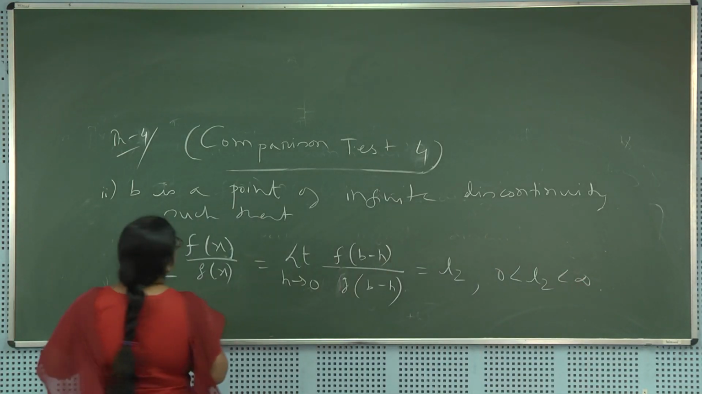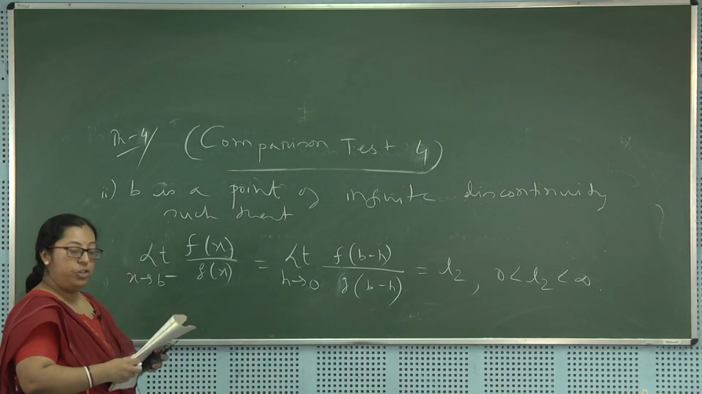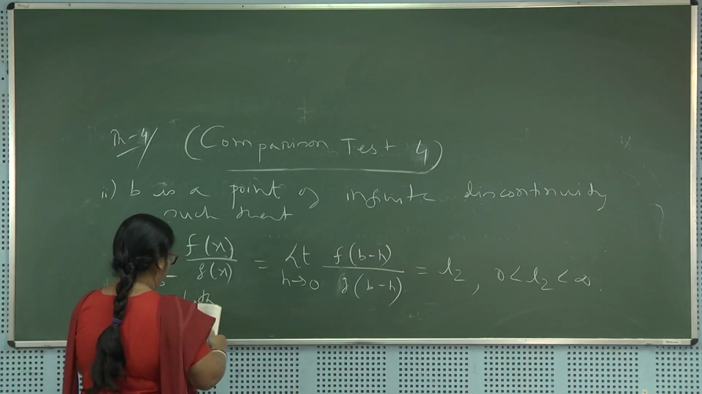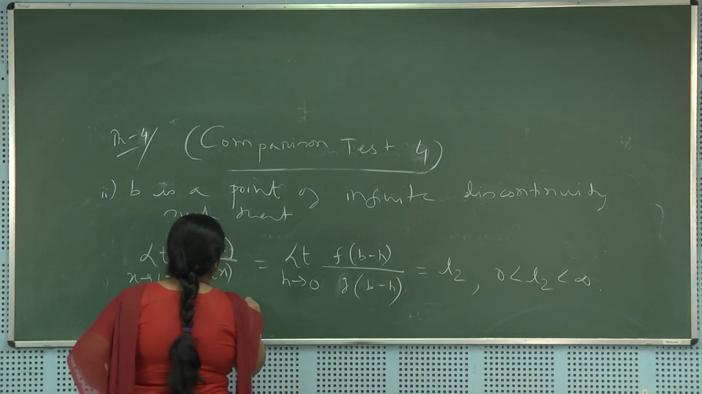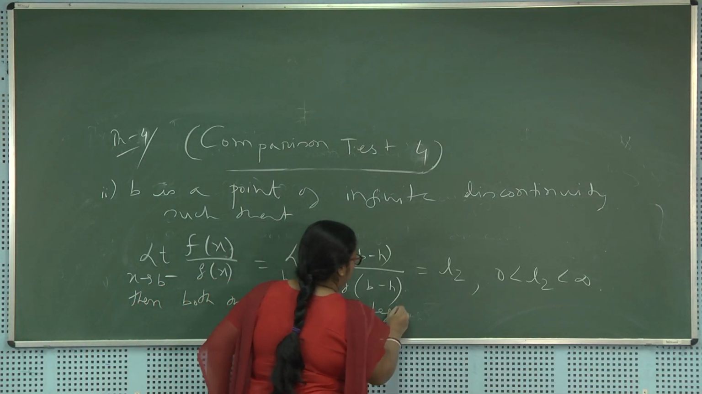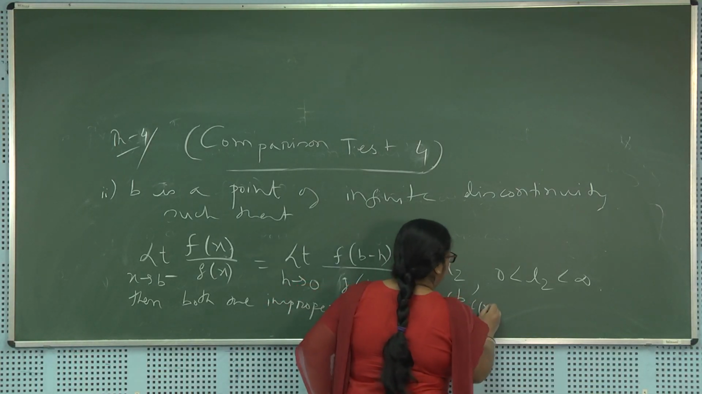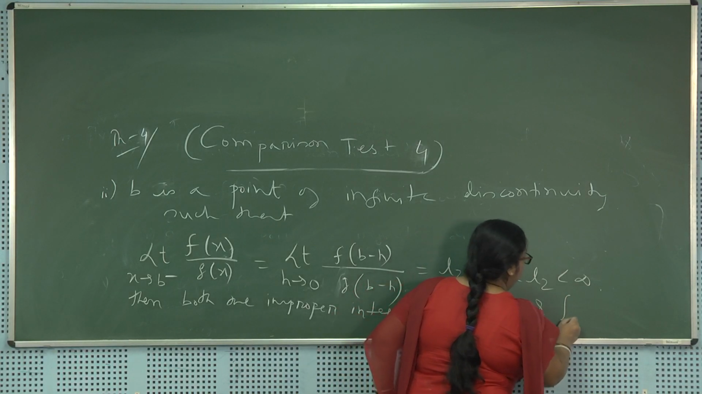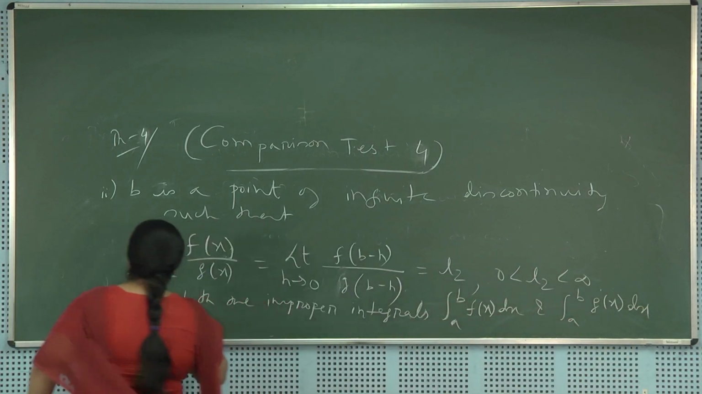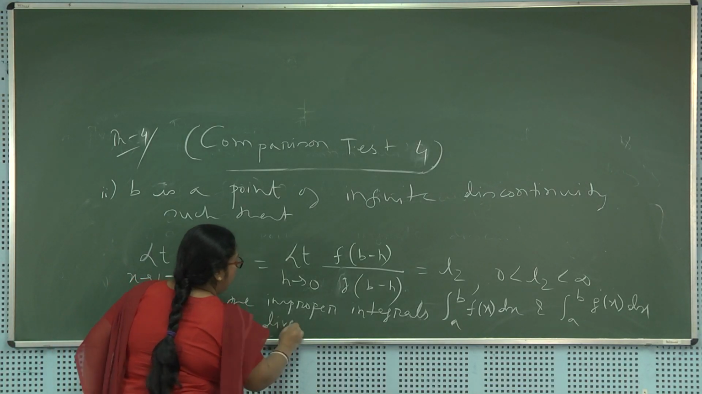Then we can say that both the improper integrals, that is, the integral from a to b of f(x) dx and the integral from a to b of g(x) dx, will both converge or diverge together. This is a very beautiful theorem, converge or diverge together.